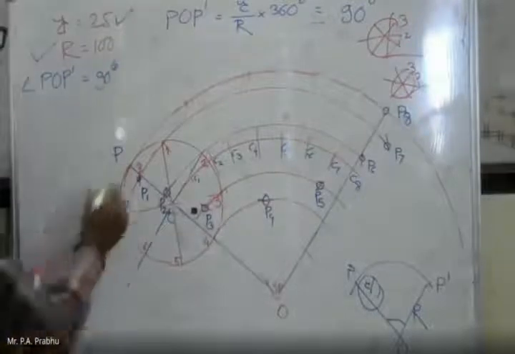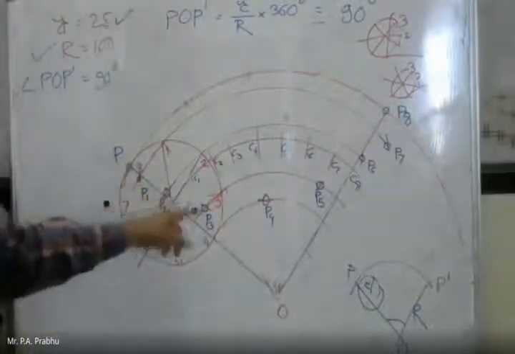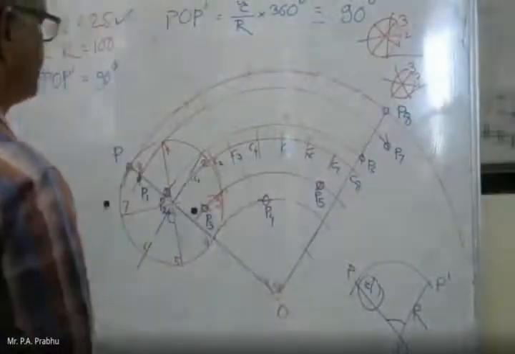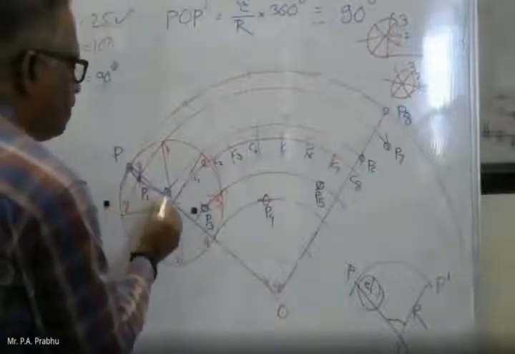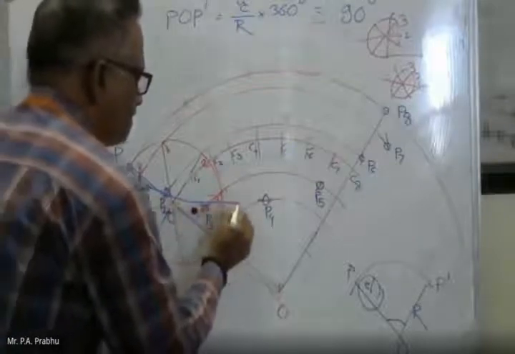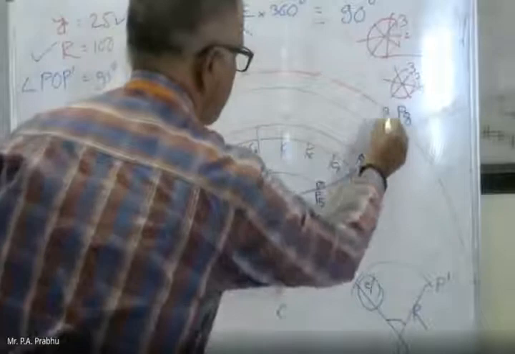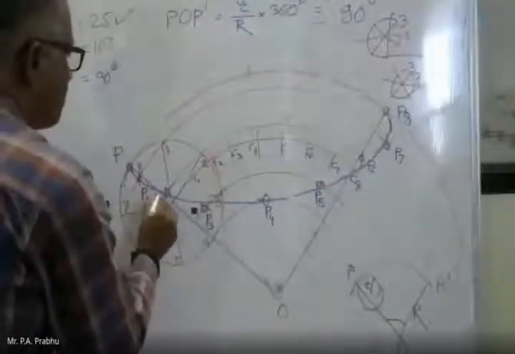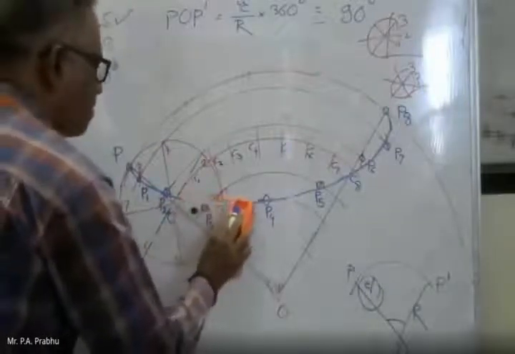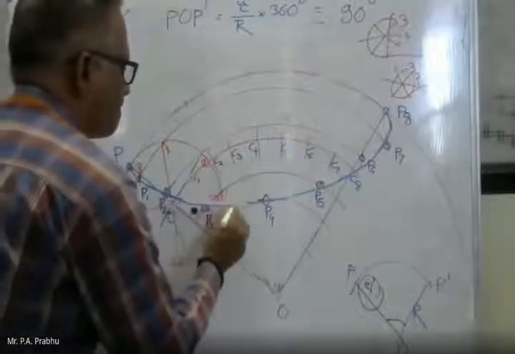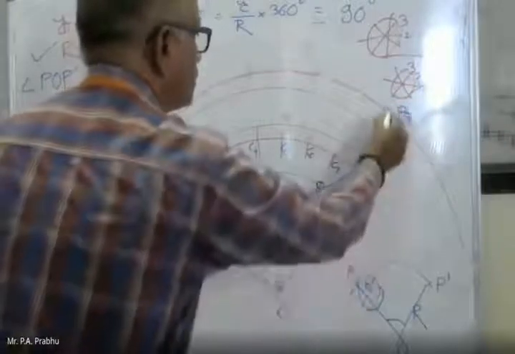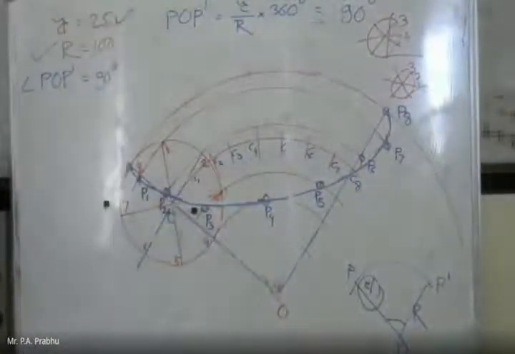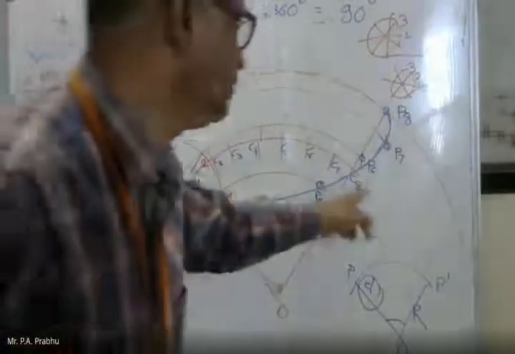So here you can see this is our initial point P, then P1, P2, P3, P4, P5, P6, P7, P8. Okay, so with a smooth curve, this curve generated is called a hypocycloid. Actually, this point must come inside of this angle.